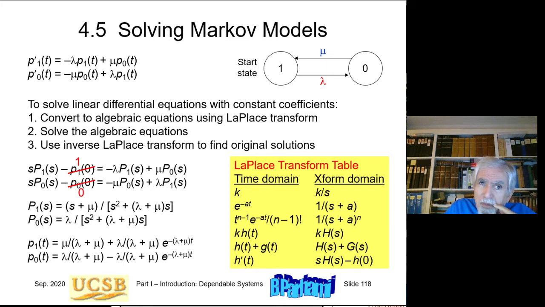There are two unknowns, P1 of t and P0 of t, and two differential equations. You may not have seen this, or you may not remember it if you have seen it in math courses. So let me explain how these systems of first order linear differential equations are solved. They're linear because the coefficients of these terms are all constant: negative lambda, mu, negative mu, lambda. So the variables are P1 of t and P0 of t. These are the derivatives, and the coefficients are constant. How do you solve these?